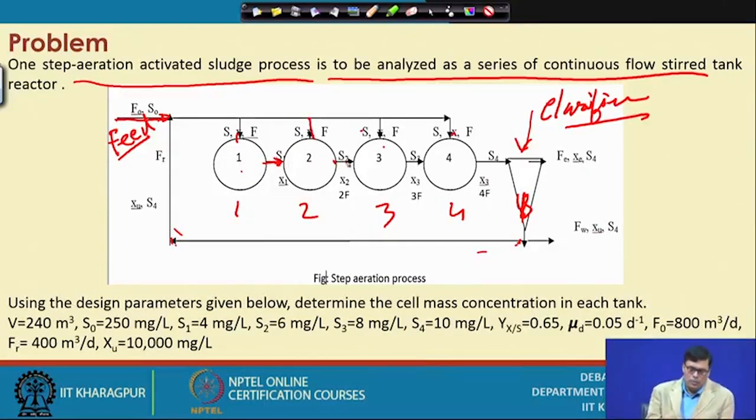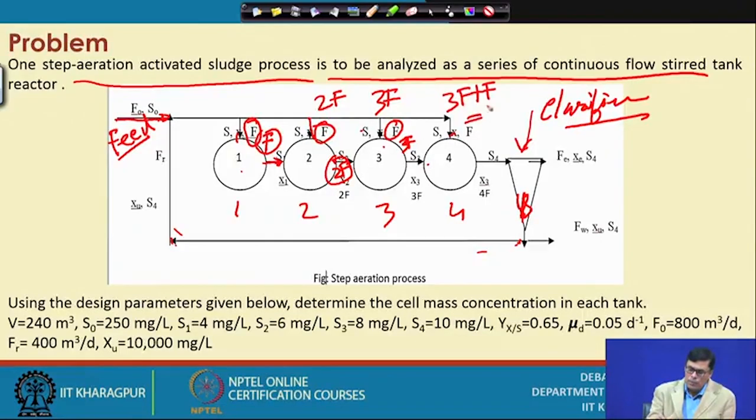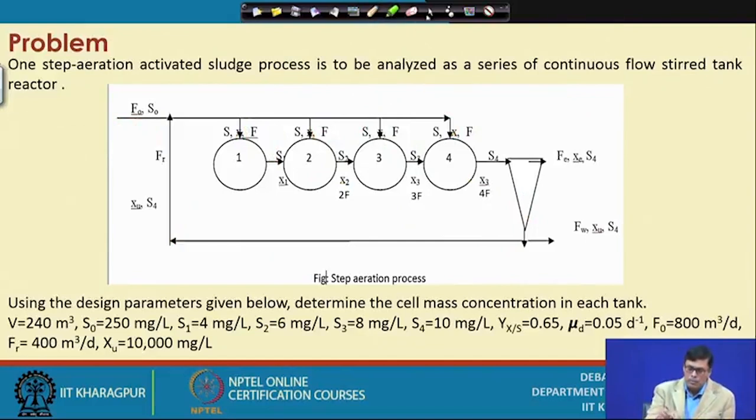Now here I want to point out one thing. If you look at the flow rate of the incoming liquid in the first reactor, that is F, am I right? In the second reactor, we have two flows, F and F, so the overall flow rate is 2F. In the third reactor, it is 2F plus F, that is 3F. And the fourth reactor will be 3F plus F, that is 4F. So this is the overall flow rate in the fourth reactor.